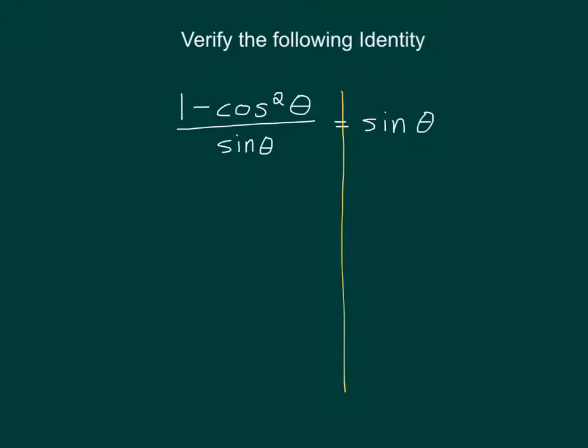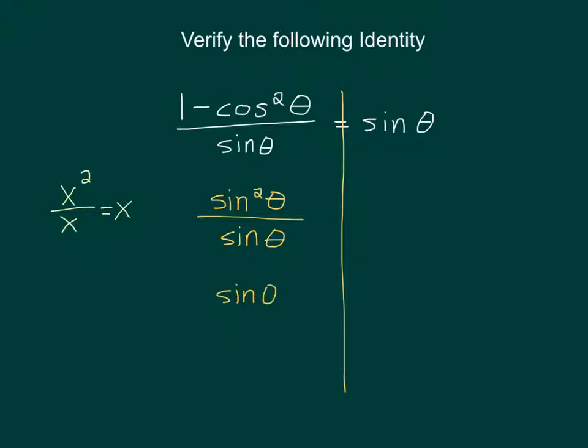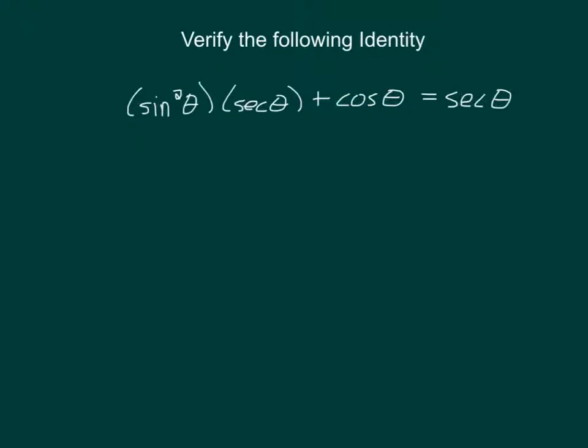In this one, we had an identity earlier about 1 minus cosine squared theta, said that that was sine squared theta. So we have sine squared theta over sine theta. What does that simplify to? Just like x squared over x is x, sine squared over sine is sine. We have sine here, we have sine here. We're good. Here, we have our little wall. We can't cross the wall.